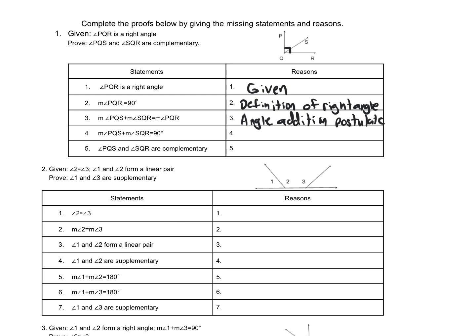And then I have the measure of angle PQS plus the measure of angle SQR is equal to 90 degrees. Well, I already know that the measure of PQR is equal to 90 degrees, so I am substituting in that 90 degrees for the measure of PQR. So that's the substitution property. Angle PQS and angle SQR are complementary. I know that because they add up to equal 90 degrees, so that is the definition of complementary angles.